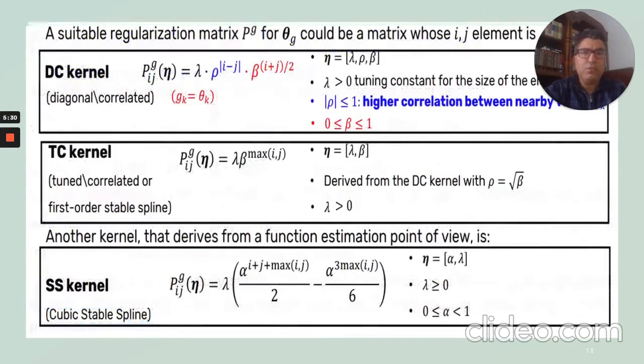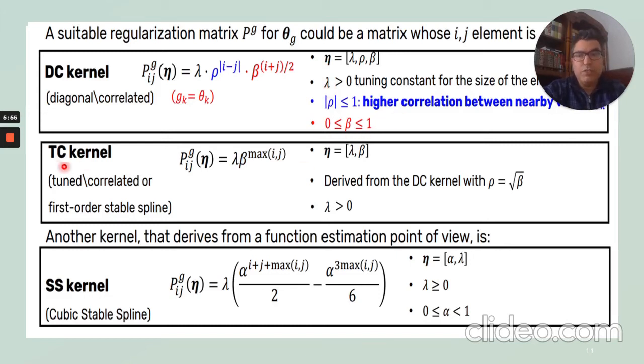So the choices we can use for this model are matrices with entries i and j. This one is called the DC kernel, diagonally correlated, and is given in this form. The hyperparameter eta depends on 3 parameters: rho controls the correlation, lambda controls the size, and beta is between 0 and 1.